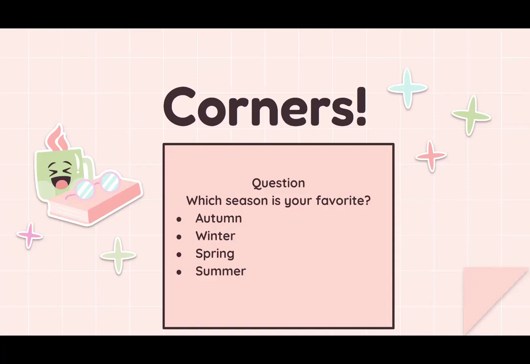Here's an example of a quick corners that you can use. What season is your favorite? Autumn, winter, spring, summer. So if I picked my corner, it'd be summer. And now I'm going to discuss with my partner why I picked summer, because I like to relax at the beach.